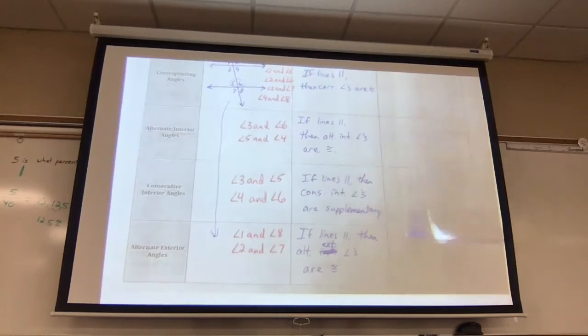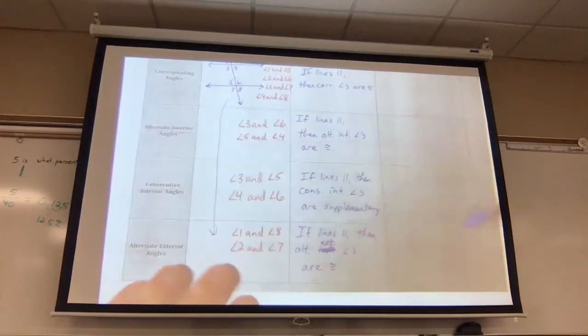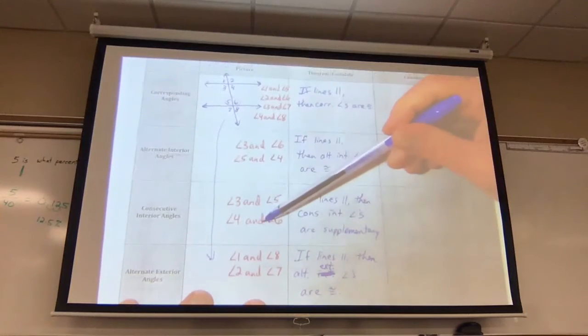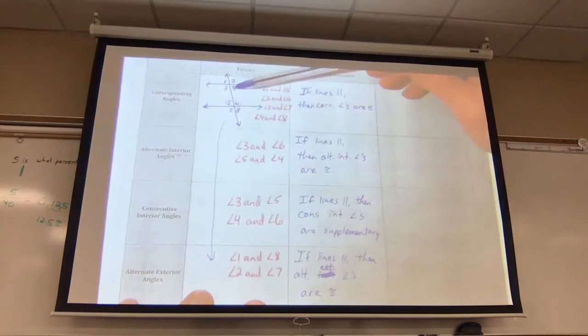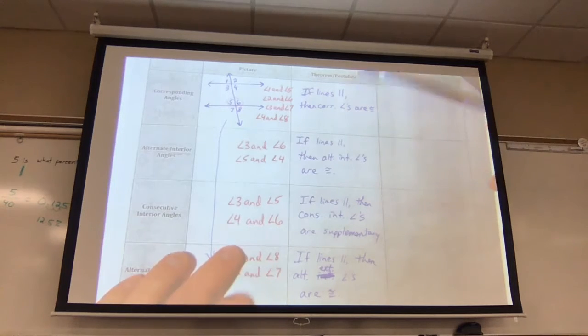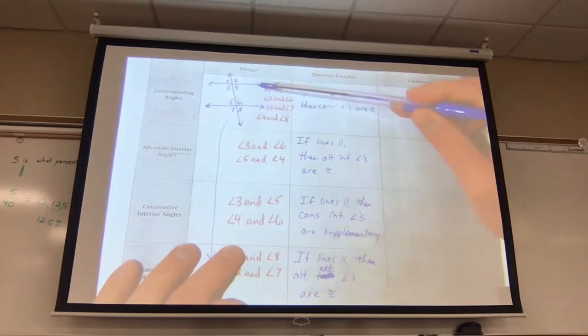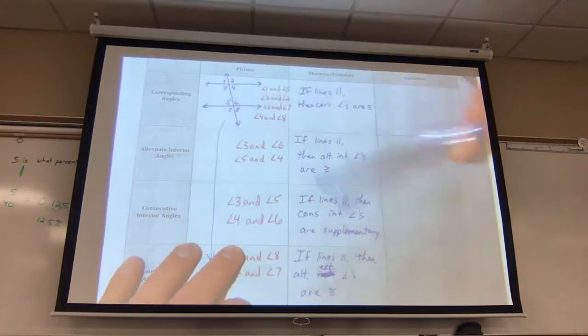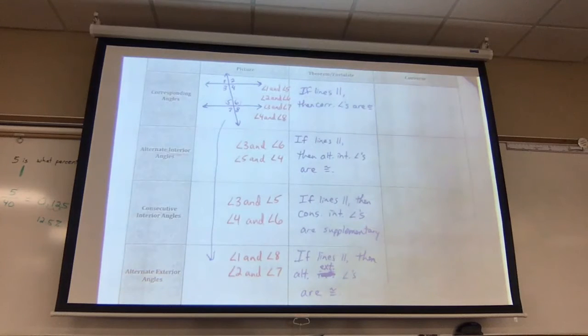And then there's one that's a little bit different. It's the consecutive interior angles theorem. Consecutive interior angles, if you go back to your picture up here, are inside the lines being intersected, same side of the transversal, so like angles 3 and 5 would be consecutive interior angles. Here's the one that's different. If the lines are parallel, your consecutive interior angles will be supplementary. That means they're going to add up to 180.